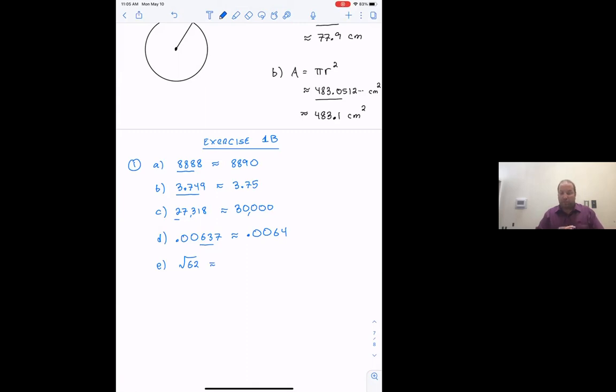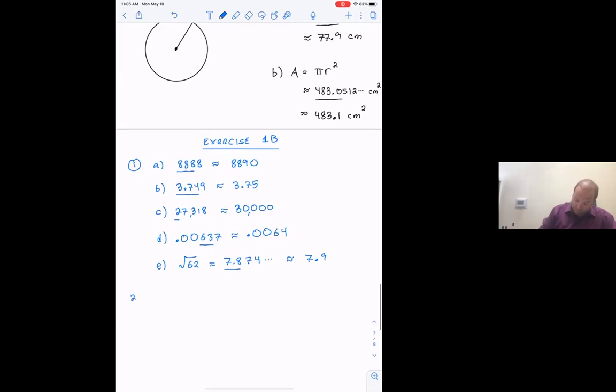Well, in calculus, there's some nice techniques that let us round the square root of 62 to pretty good precision. But we don't have calculus at our disposal yet. So what we have is something that might be even better, which is a calculator. And when I do square root of 62, I get approximately 7.874... So when I round to 1 decimal place, it becomes 7.9 because the trailing 7 tells me to move up. So that's it for number 1.